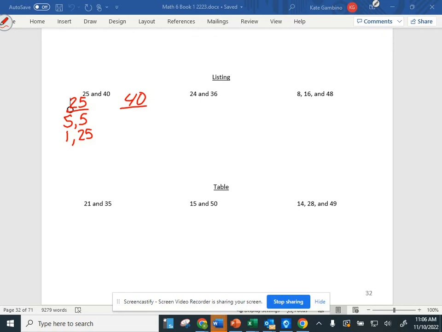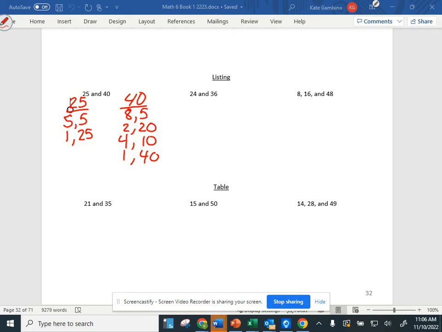So now let's look at the 40. What are my factor buddies for 40? Isabel? 8 and 5. Aiden? 2 and 20. 4 and 10. 40 and 1. Are there any more? Nope.